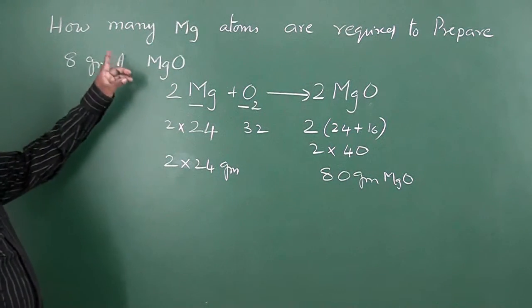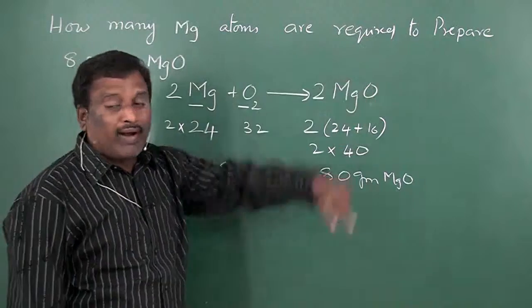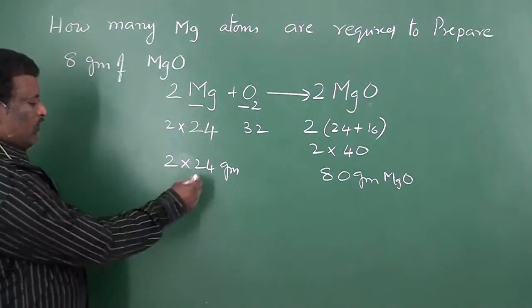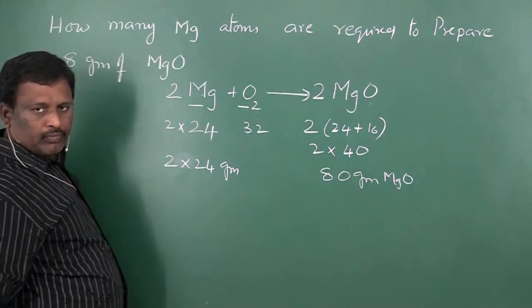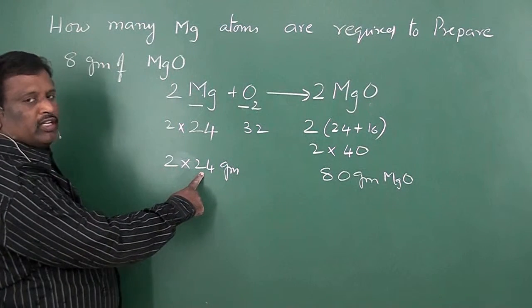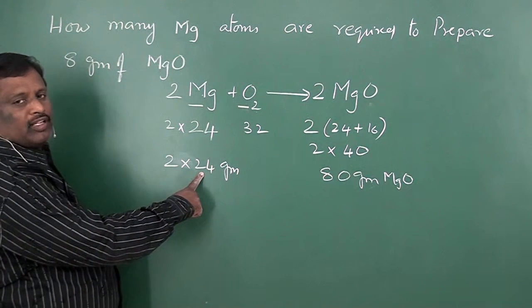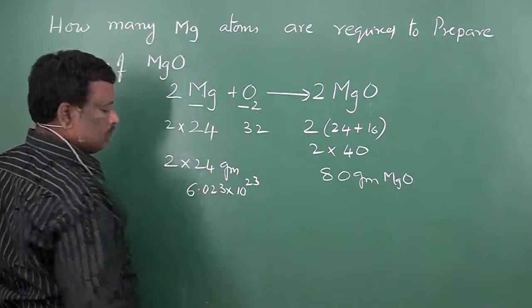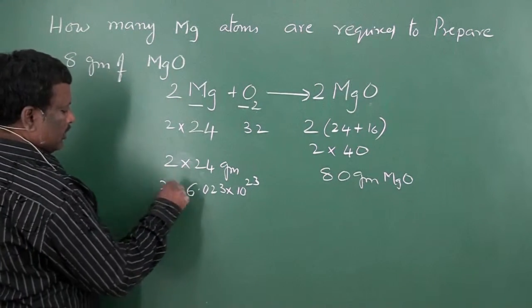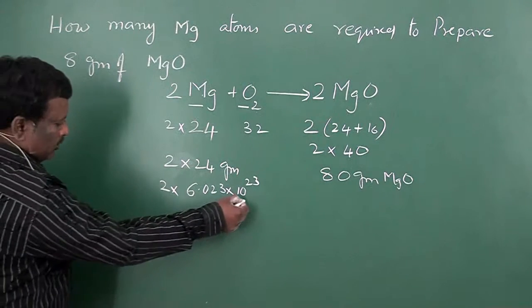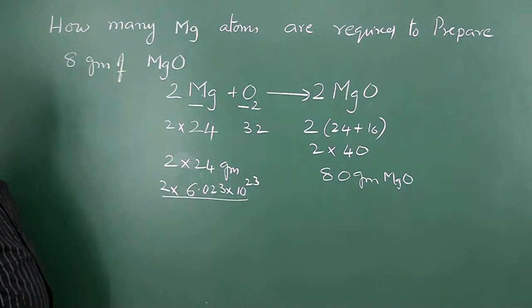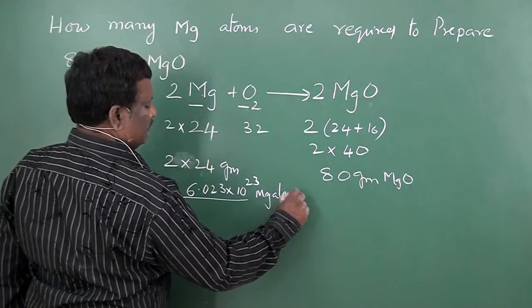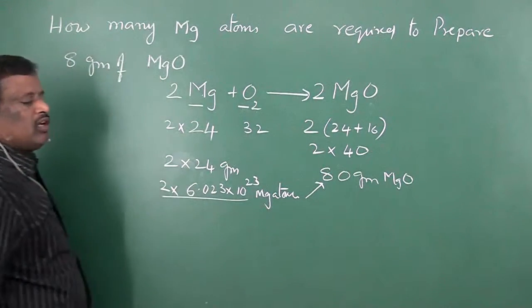But here they are asking how many Mg atoms are required. So they are asking about the number of magnesium atoms. So 24 is the gram atomic weight of magnesium. We know that 1 gram atomic weight of magnesium will contain 6.023 into 10 to the power 23, that is the Avogadro number, of Mg atoms. So 2 into 6.023 into 10 to the power 23 Mg atoms will form 80 grams of MgO.